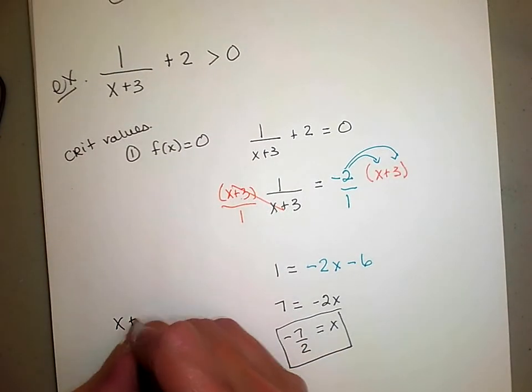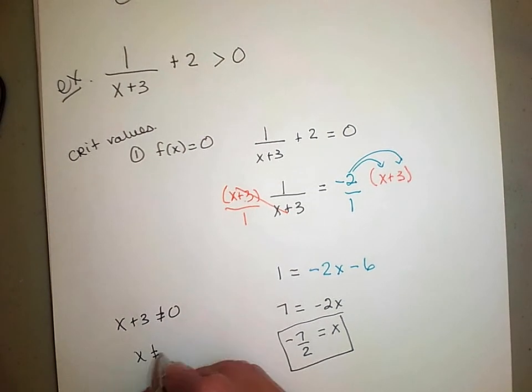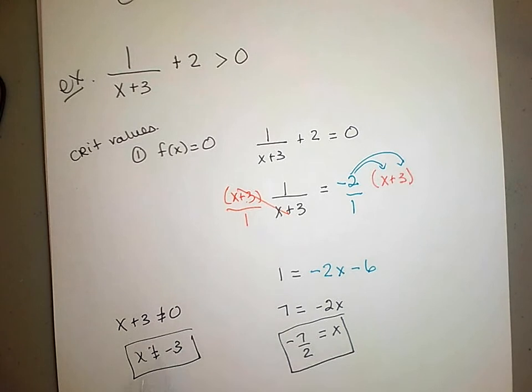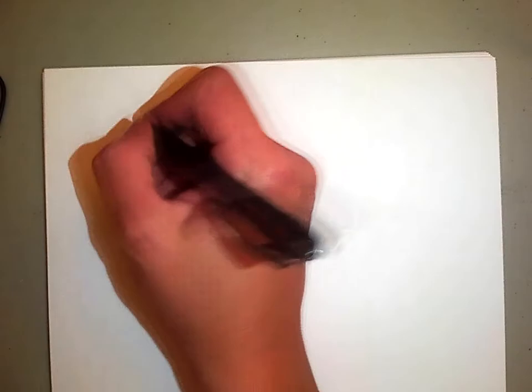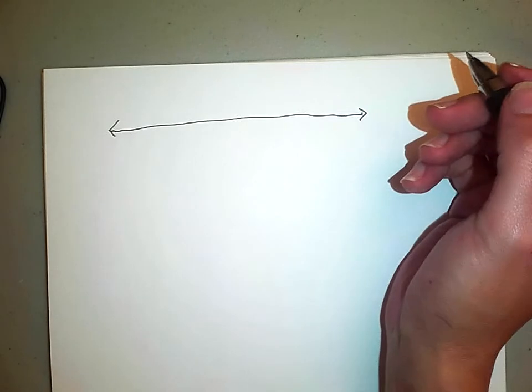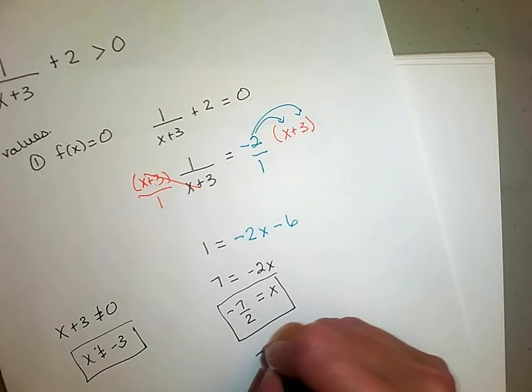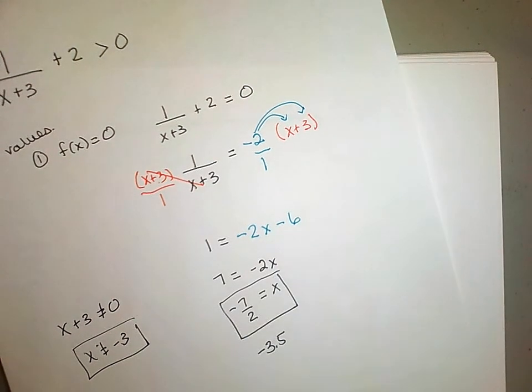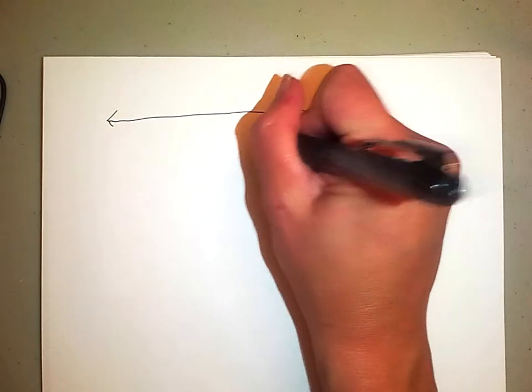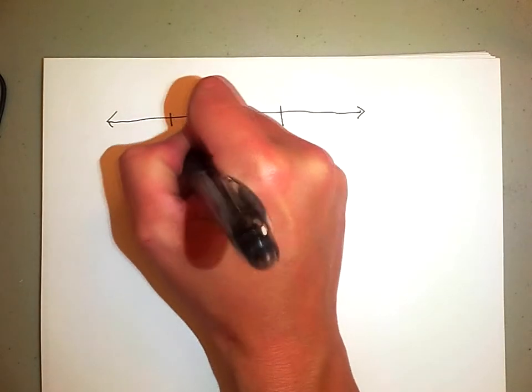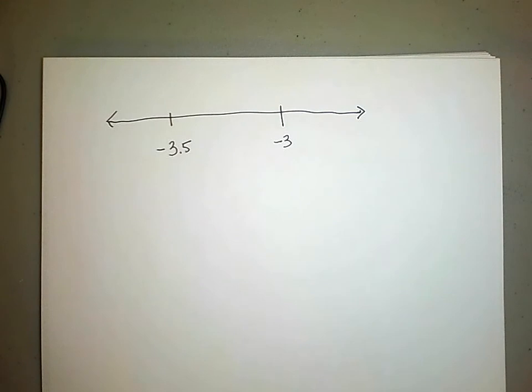Well, the function will go undefined if this denominator ever equals 0. So we know that x plus 3 cannot equal 0, so x cannot equal negative 3. So these are our two critical values. Once you have the critical values, the next step is to write down your number line. Negative 7 halves, that's negative 3.5. So it's not very big. So let's say here's negative 3, and here's negative 3.5.